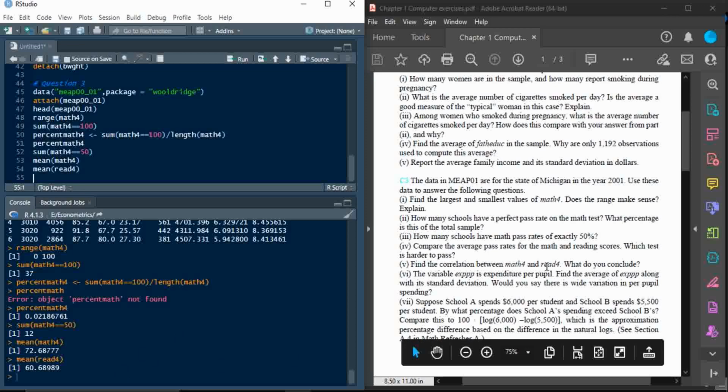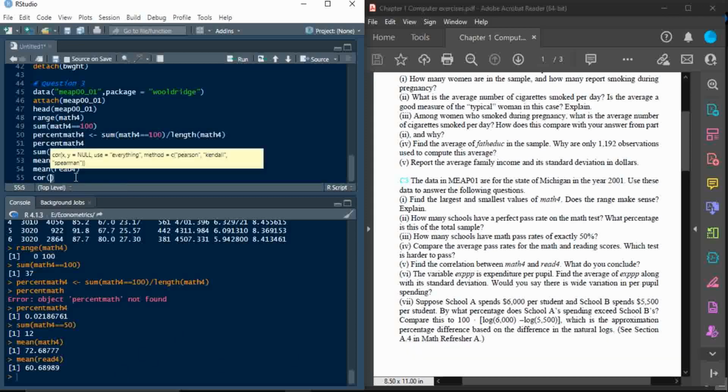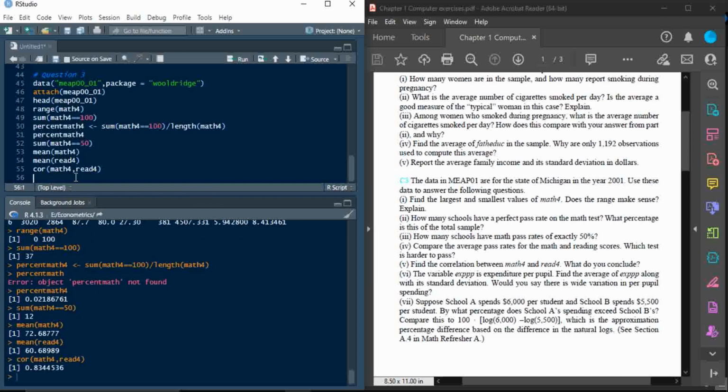Now let's find the correlation between math 4 and read 4. For this we can use the function cor from base R and just type the variable names math 4 and read 4. The correlation between these scores is 83.44%. So it's a high correlation. It means that someone who is able to pass the math test is also probable to pass the reading test.